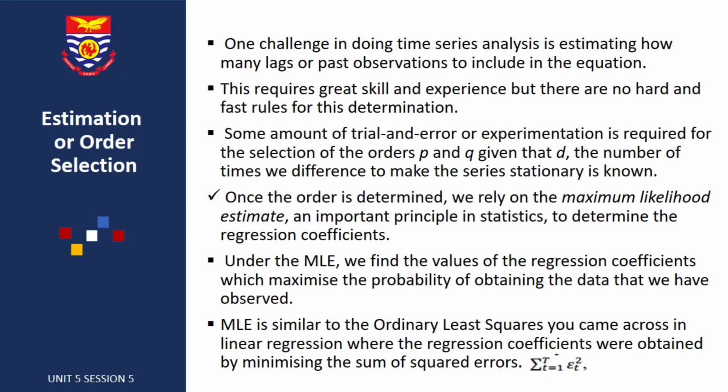The maximum likelihood estimate is similar to the ordinary least squares that we came across in our earlier sessions, where the regression coefficients were obtained by minimizing the sum of squared errors, as we have shown in this simple equation. This is the square of the errors, and this is the sum of it. So this is the error term, and this is the sum of the squared error terms.